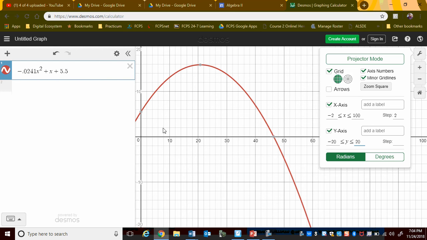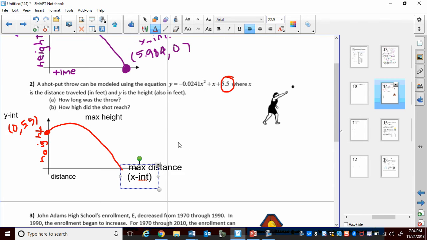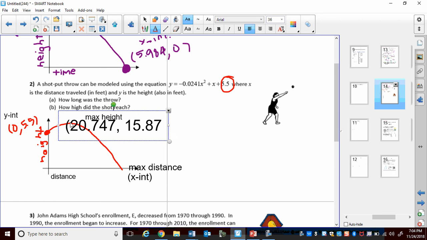So important parts here. Right here, that's my y-intercept, like I said. Up here, that's my maximum height, or my maximum, 20.747 and 15.873. So right here, I'm going to type that in. So parentheses, 20.747 and 15.873. Now I'm going to make that smaller.